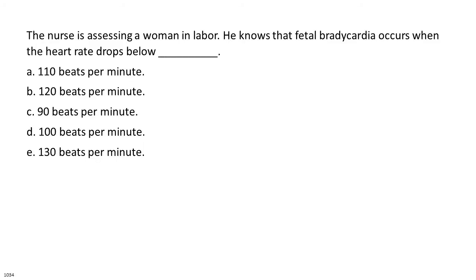The nurse is assessing a woman in labor. He knows that fetal bradycardia occurs when the heart rate drops below dash. A. 110 beats per minute. B. 120 beats per minute. C. 90 beats per minute. D. 100 beats per minute. E. 130 beats per minute.